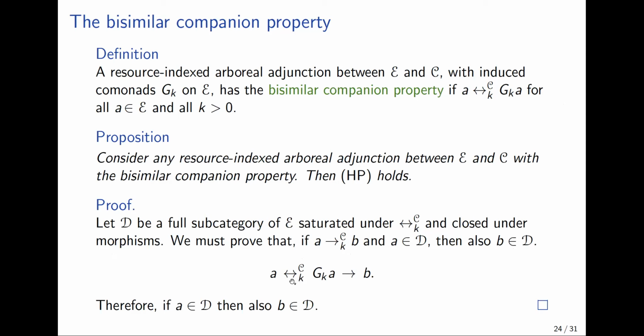So by the bisimilar companion property, A is K bisimilar to GK of A. And then you can show, it follows almost from the definition, well, really follows from the definition, that the existence of a K-morphism from A to B is equivalent to the existence of a real homomorphism from GK of A to B. Now, by assumption A was in D, and by the bisimilar companion property, by the fact that D is saturated under K bisimilarity, GK of A is also in D, but since D is closed under morphisms, B is also in D, and you're done.